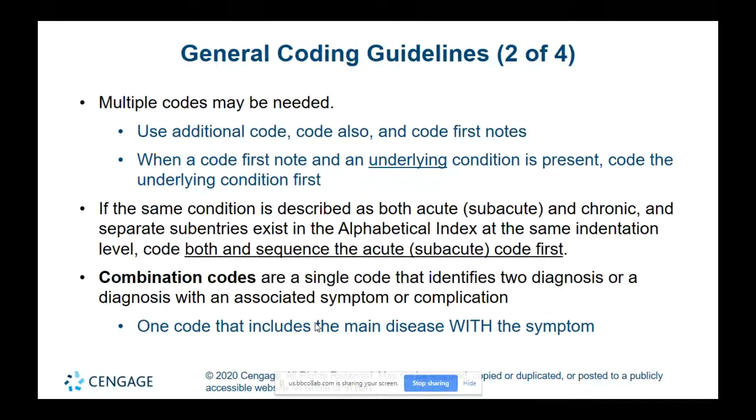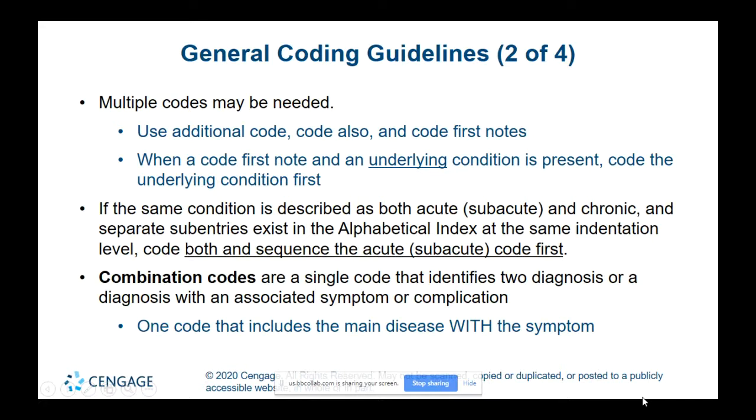If the notes say acute and chronic, and when you go through your index, acute and chronic are listed separately, then you would code both of them. If they're listed together as non-essential modifiers, then it would just be one code. So it depends on how they have the acute and chronic listed. But if both are available, then you always want to put acute first rather than chronic.